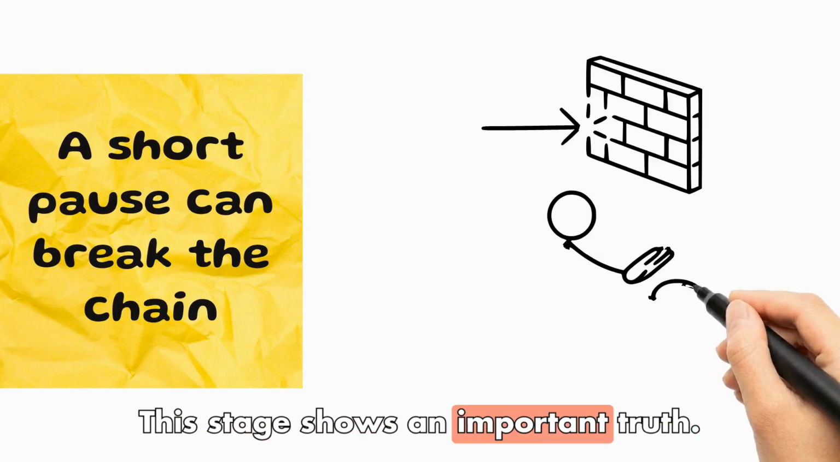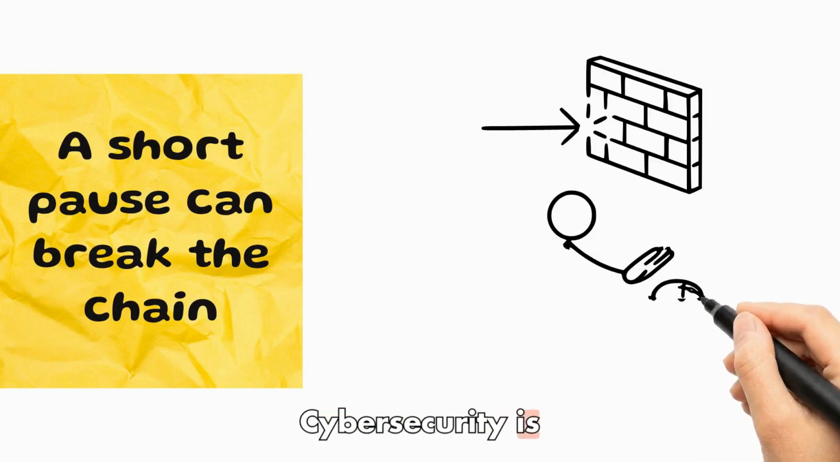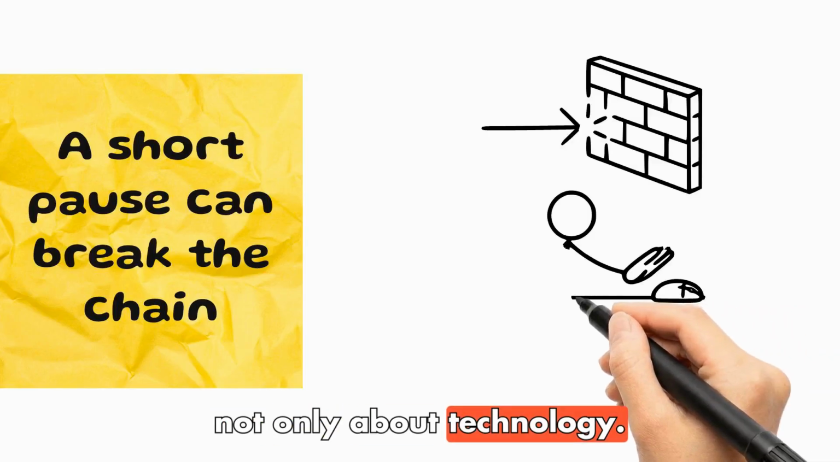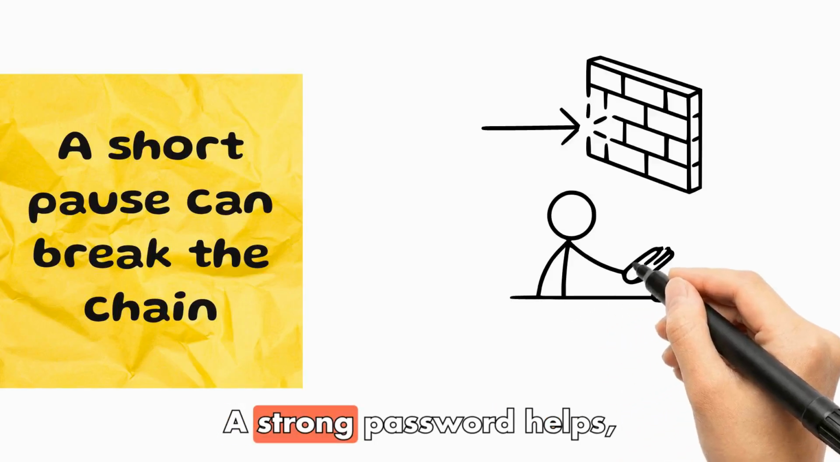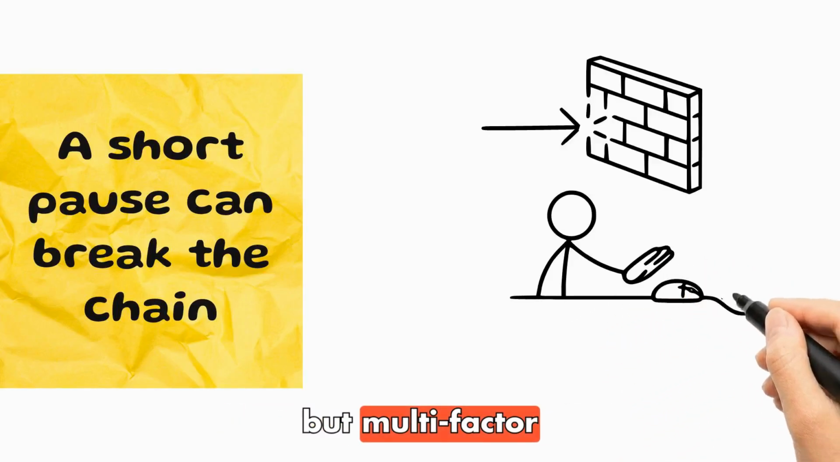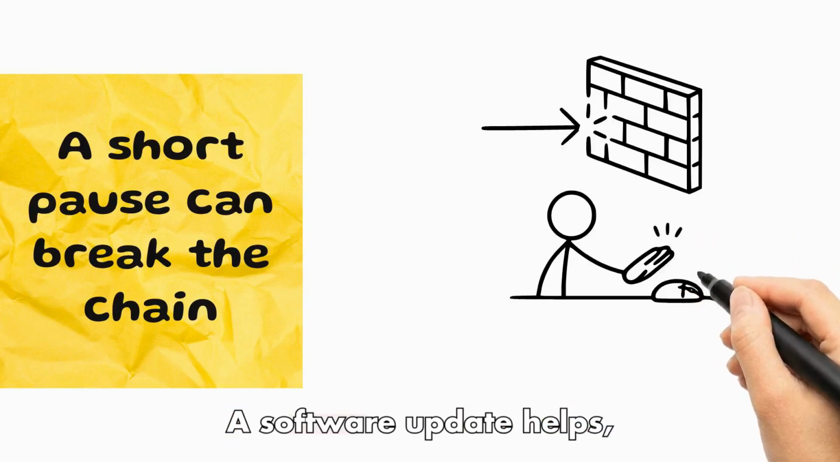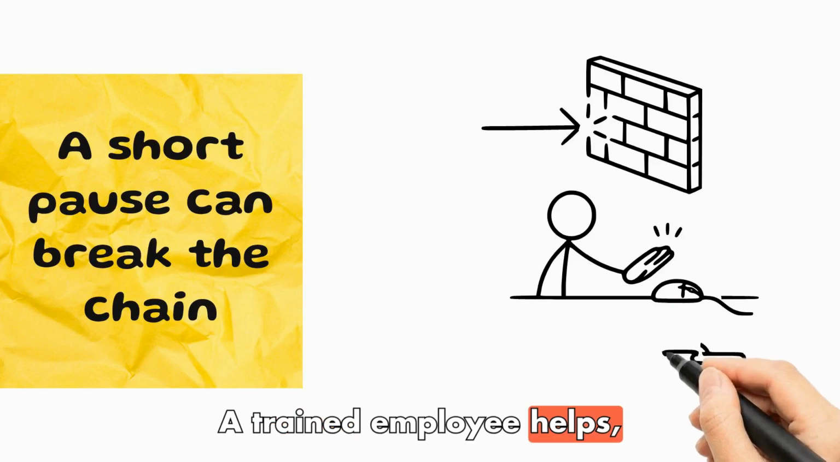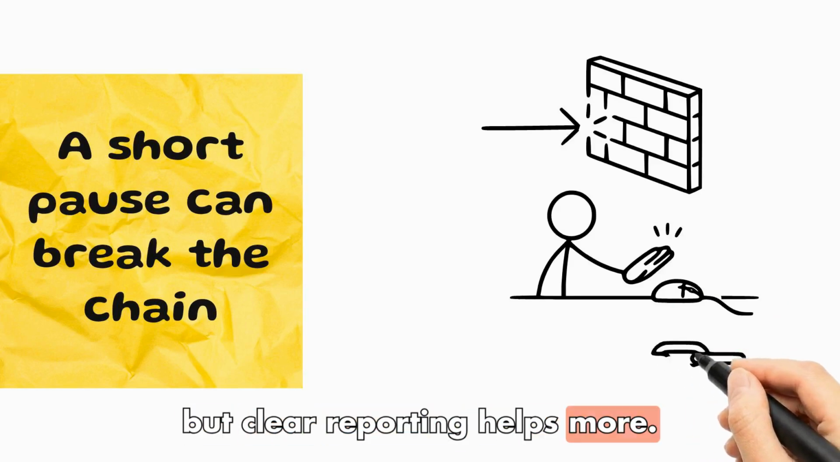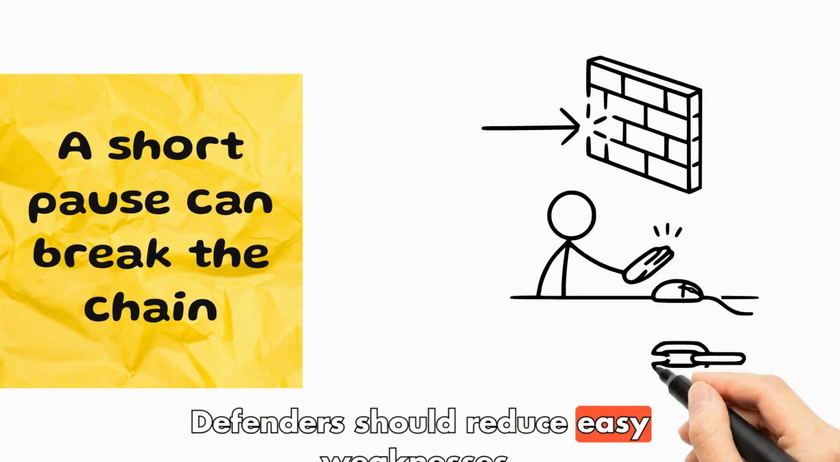This stage shows an important truth. Cybersecurity is not only about technology. People, processes, passwords, and software all matter. A strong password helps, but multi-factor authentication helps more. A software update helps, but quick patching helps more. A trained employee helps, but clear reporting helps more. Defenders should reduce easy weaknesses.